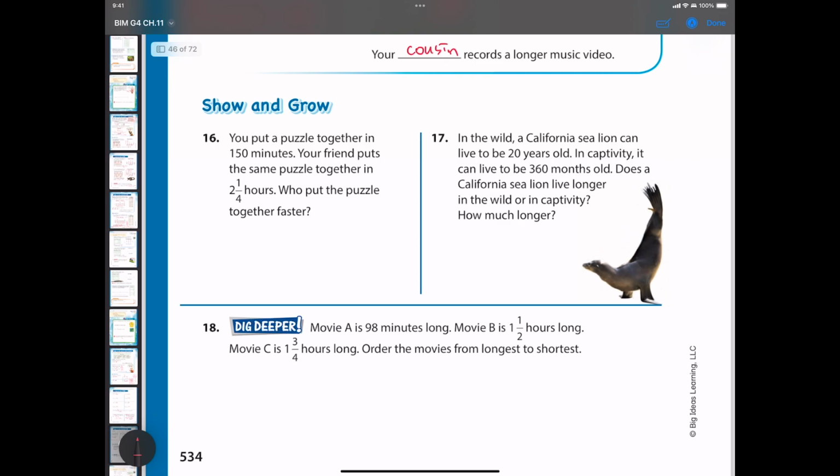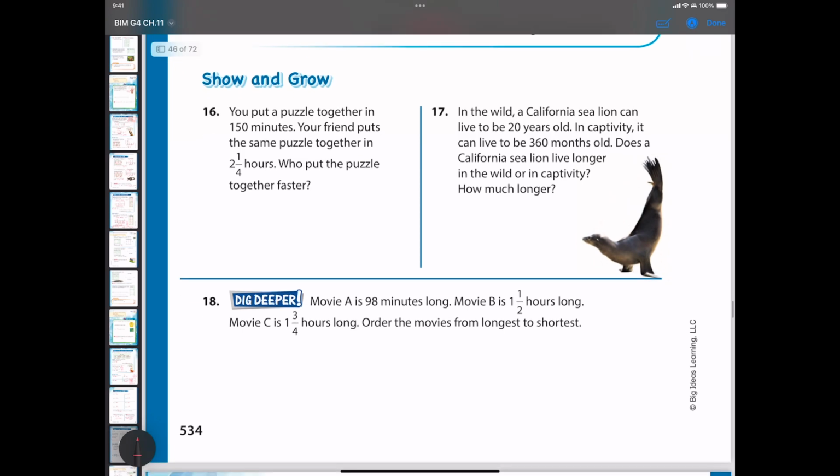Three more to go. Number 16, you put a puzzle together in 150 minutes. Your friend puts the same puzzle together in 2.25 hours. What did I say? When you see 1/4, that's quarter, okay? But don't get confused. In 1 hour, there are what? 60 minutes. So the quarter hour means what? Yes, 15 minutes, okay? Remember, who put the puzzle together faster?